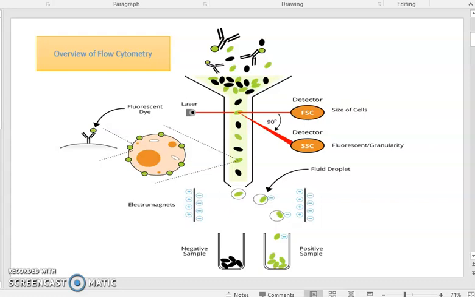fluorescence intensity. If a fluorescent label or fluorochrome is specifically and stereochemically bound to a cellular component, the fluorescent intensity will ideally represent the amount of that particular cell component. So this is the overview of flow cytometry.